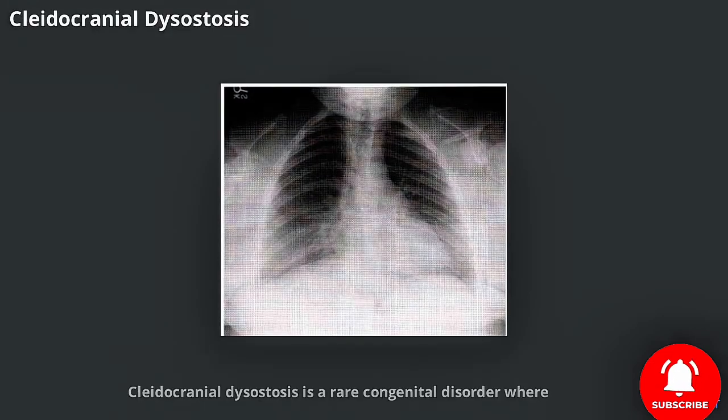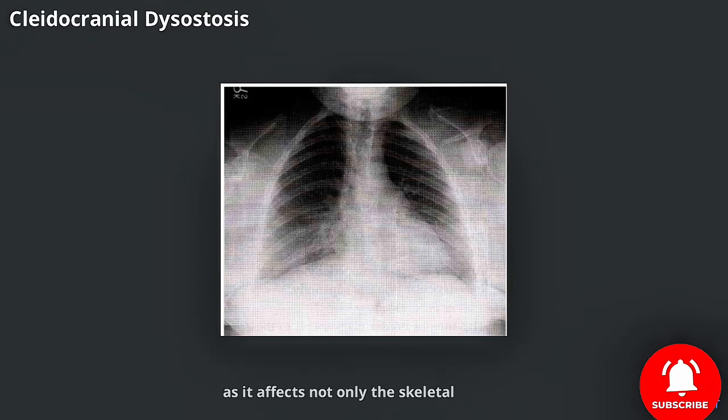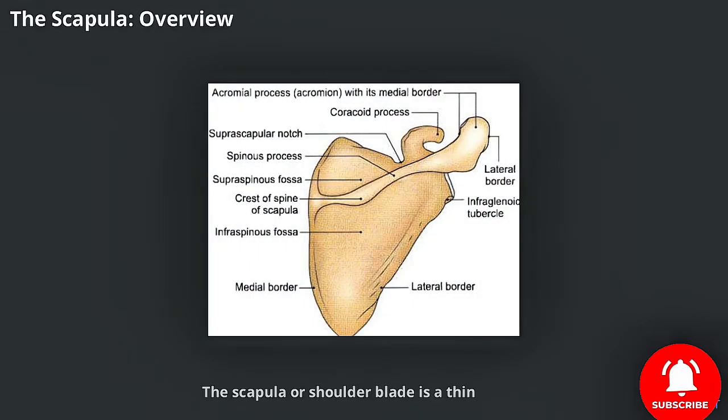Cleidocranial dysostosis is a rare congenital disorder where the clavicles may be absent or imperfectly developed. This leads to drooping shoulders that can be brought together in front of the chest. Recognizing this condition is important for diagnosis and management, as it affects not only the skeletal system but also overall posture and function. The scapula, or shoulder blade, is a thin, flat bone located on the posterolateral aspect of the thoracic cage.